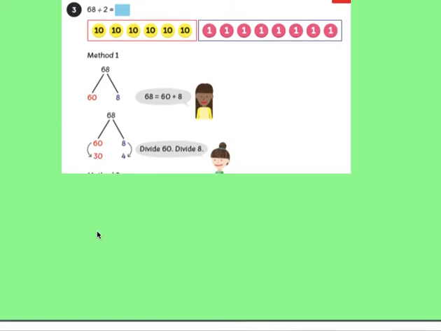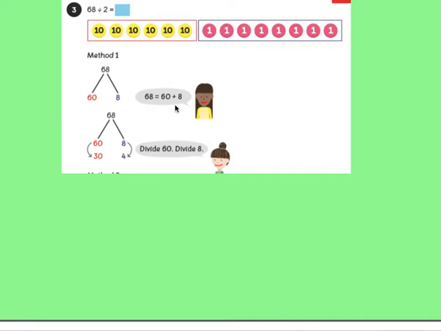Okay, here is another way of showing the same thing. They have partitioned the 68 into tens and ones, and this is shown in this picture in this way, which we've done a lot of in year 3 and 4, partitioning numbers in this way, so you should be quite familiar with this. 68 at the top, partition it into the tens, which is 60, and the ones, which is 8.